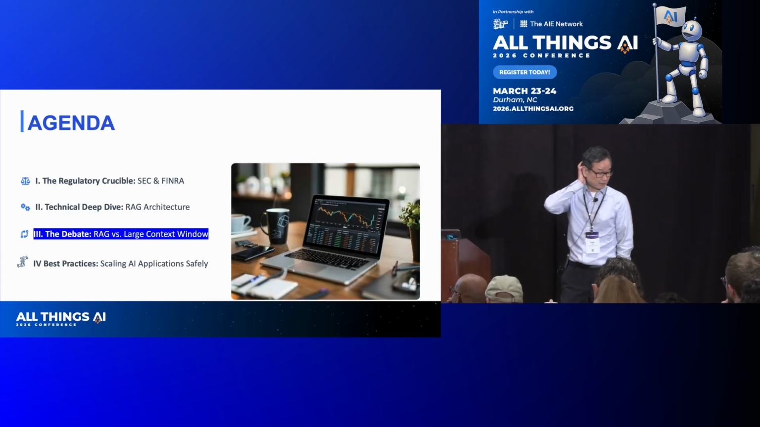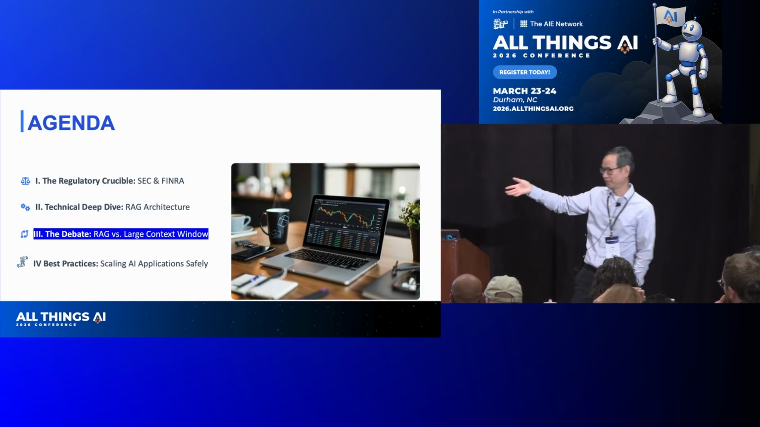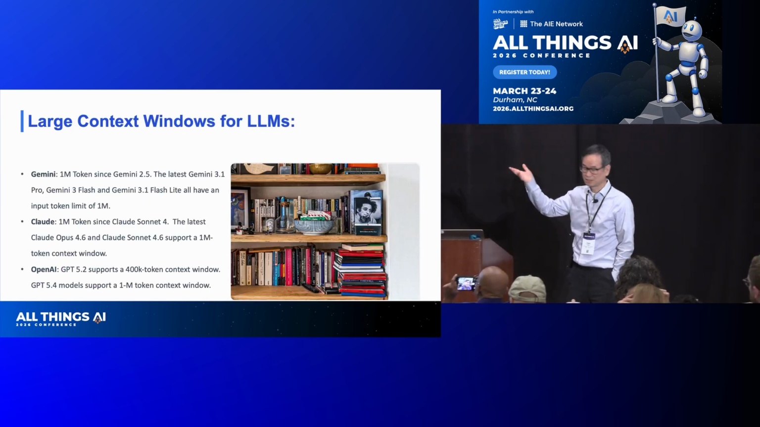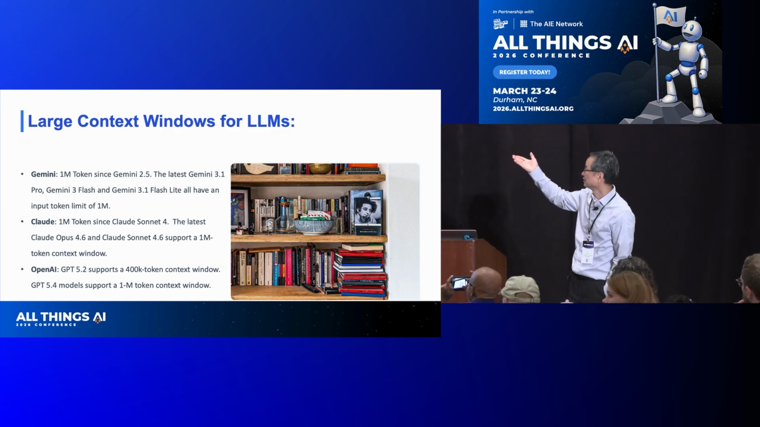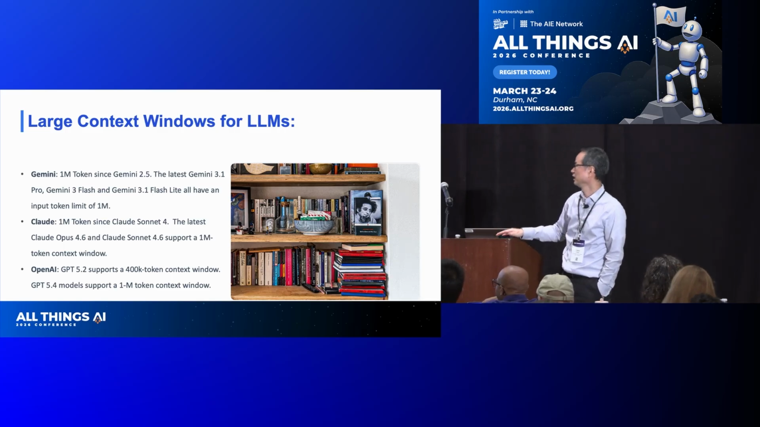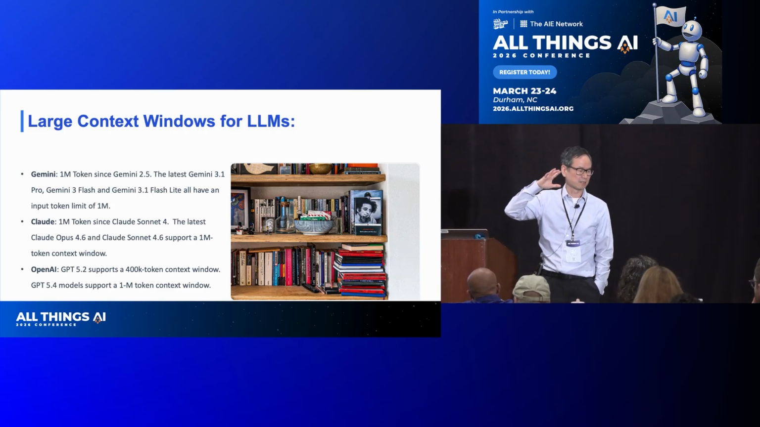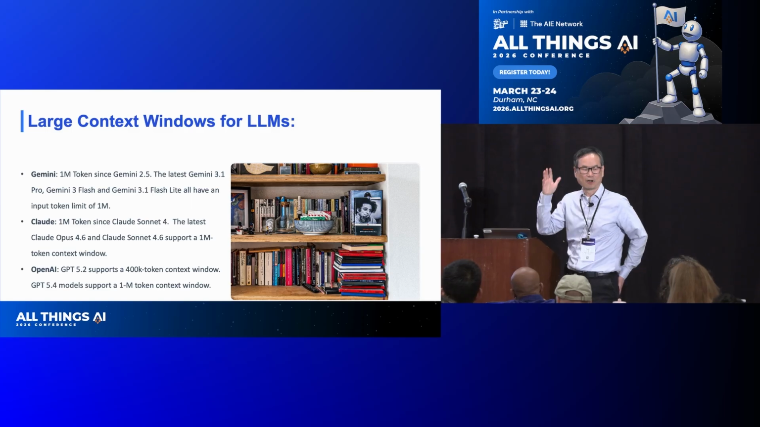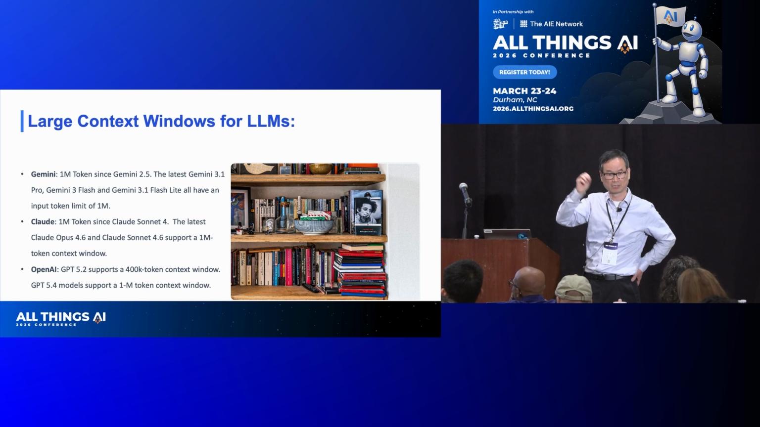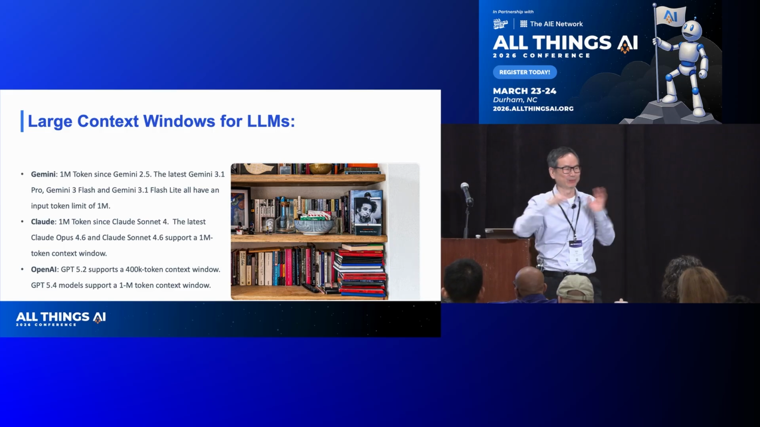Okay, now let's get to the main part. Do we still need RAG? Now all those LLMs support a 1 million token context window. Google Gemini started with a context window as large as 1 million tokens. And Anthropic, I think just a few weeks ago, moved Claude Opus 4.6 and Sonnet 4.6 from the beta version of 1 million tokens to production. And OpenAI has been resistant to increasing the context window.